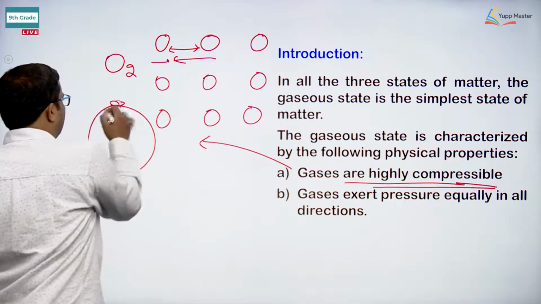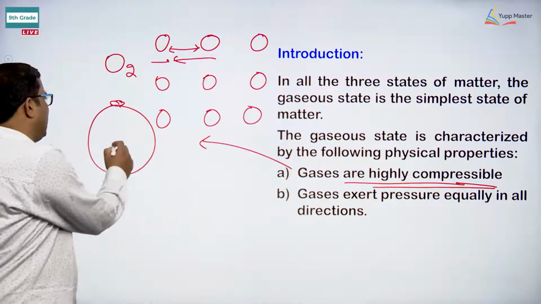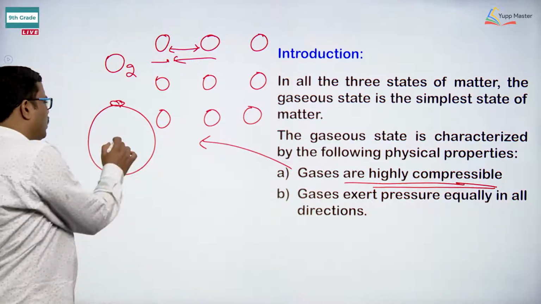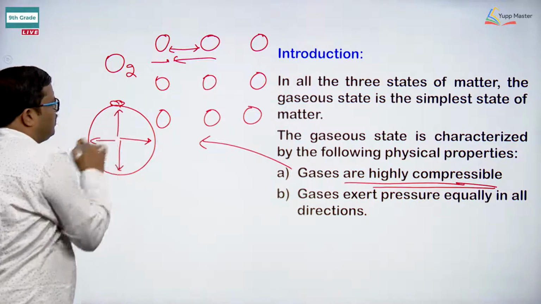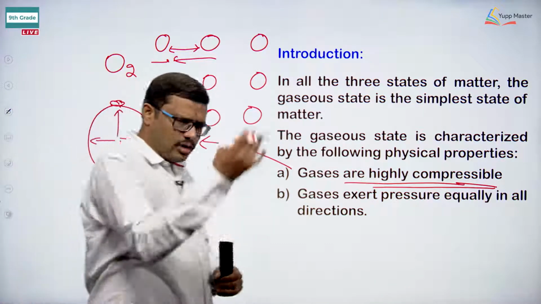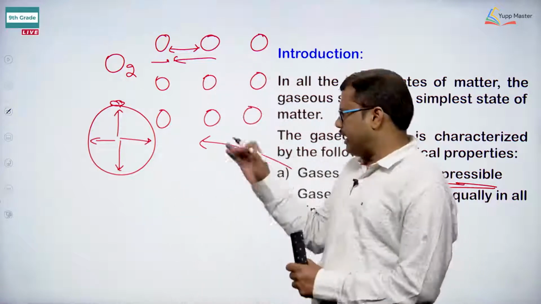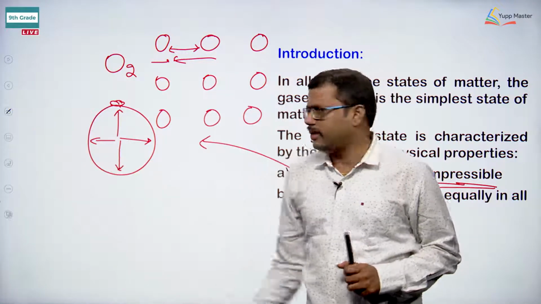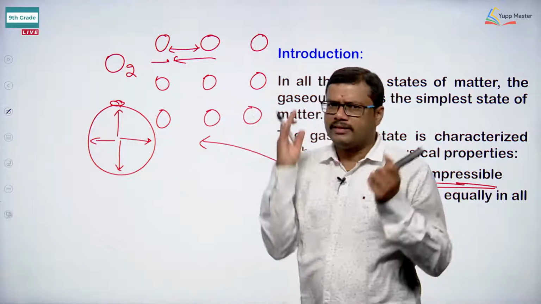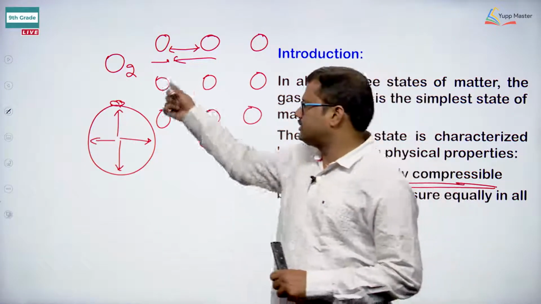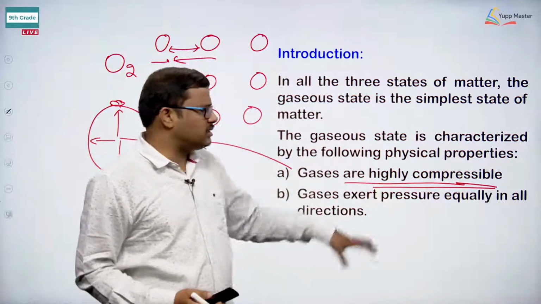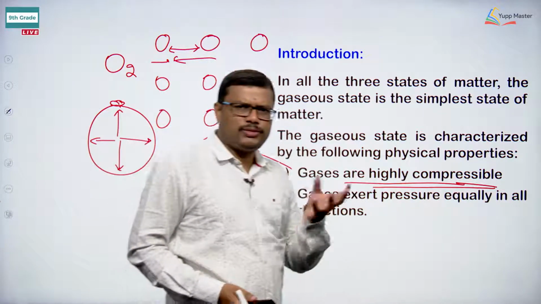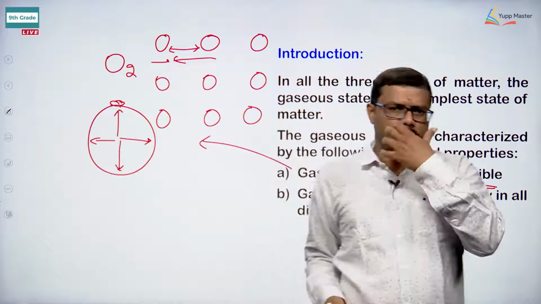The second one: gases exert pressure equally in all possible directions. Let us say I have taken a balloon filled with a gas, let us say oxygen. Oxygen will exert the same kind of pressure in all the directions, whether toward the bottom, the right, the left or the top side of the balloon; the pressure exerted by the oxygen gas will remain constant.